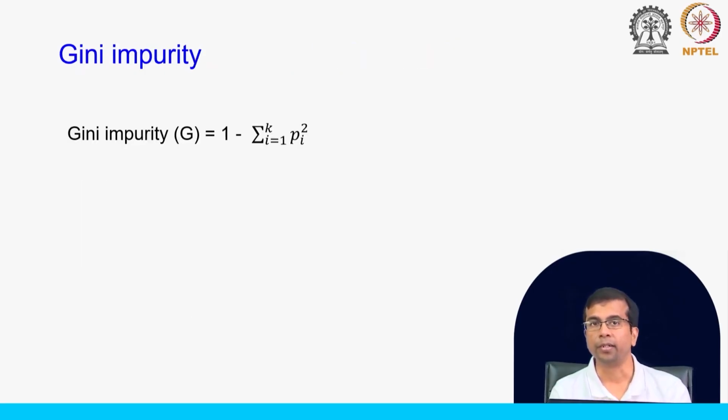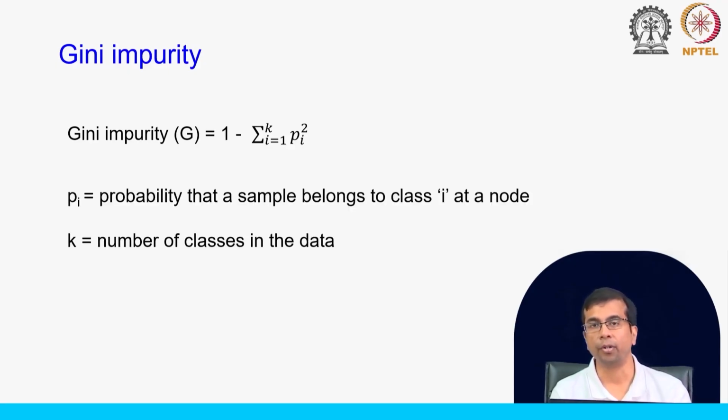So, Gini impurity is defined by this formula: 1 minus the summation from i equals 1 to k of p_i squared. What is p_i? It is the probability that a sample belongs to class i at a node. When you are building a decision tree, that is the probability that a sample at a node belongs to class i, and k is the number of classes that we have in the data. If it is a binary classification, we have 2 classes, so k equals 2. If it is multinomial classification, we will have k equals 3, 4, etc.